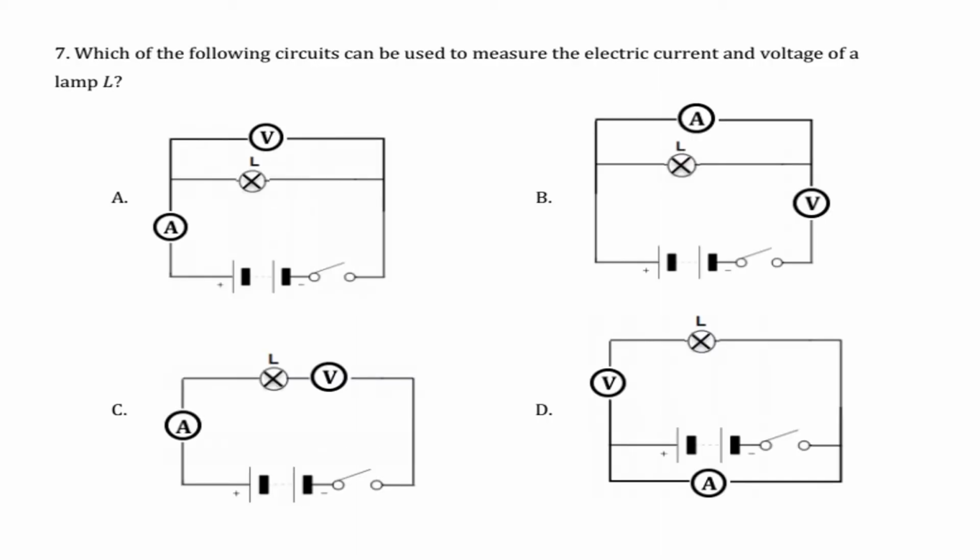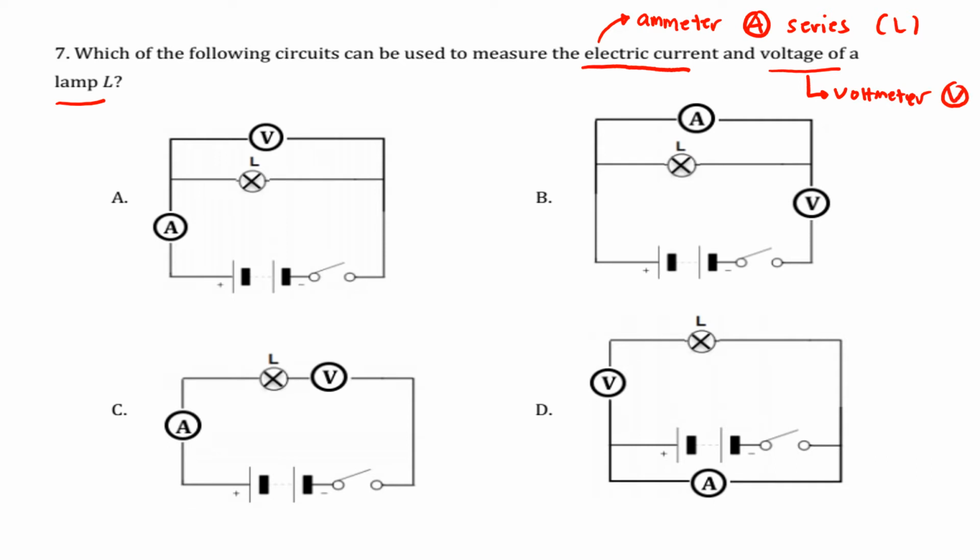Which of the following circuits can be used to measure the electric current and voltage of a lamp L? When we say electric current, the instrument that we're going to use here is an ammeter. An ammeter in a circuit can be symbolized with this, and it should be connected in series with the resistor, or in this case with the lamp. Now, to measure the voltage, we're going to use a voltmeter, and the symbol of a voltmeter is just like this, and this has to be connected in parallel with the lamp.